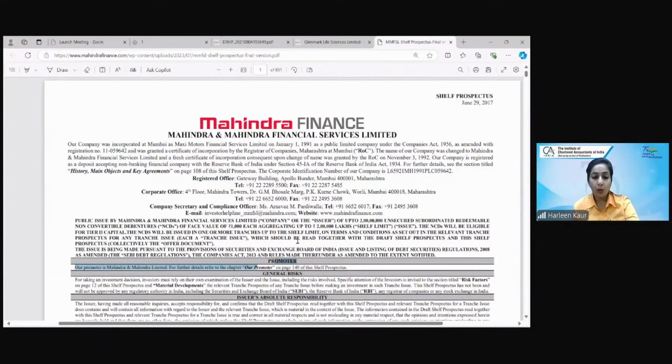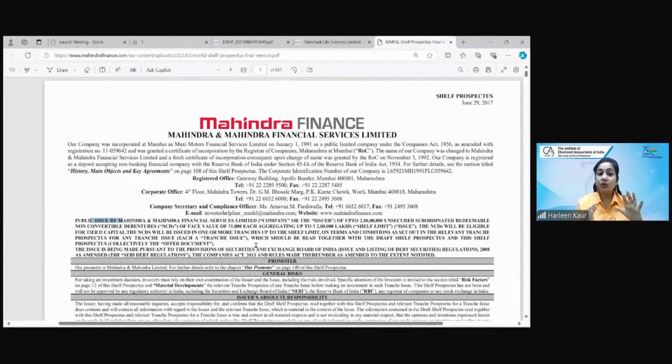But one thing I want all of you to notice over here is that it has written public issue of up to rupees. It has come up with 2 crores unsecured redeemable non-convertible debentures, and the amount has been given. So this is a shelf prospectus where the number of shares and the face value price is given.